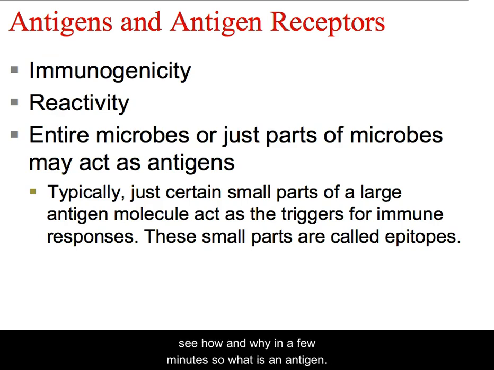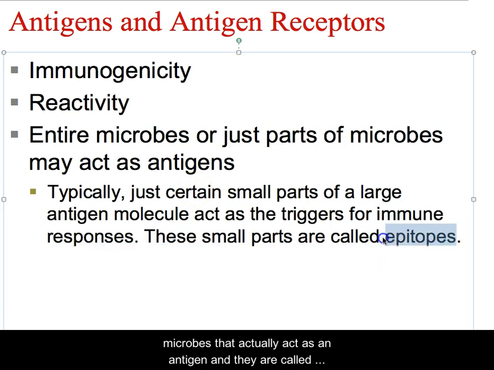Antigens and antigen receptors define what we call immunogenicity. The easiest way to put this is the parts of the microbes that actually act as an antigen are called epitopes. That's what I want you to pay attention to here. Individual epitopes are going to cause the activation of the receptors, so something interesting is going to happen here. So how does it all happen?